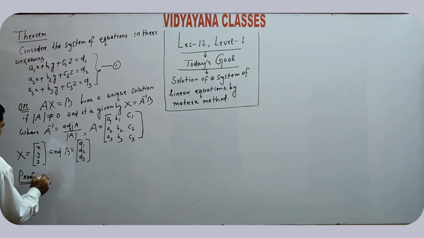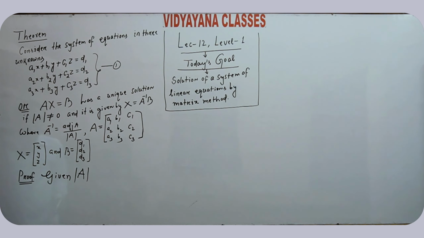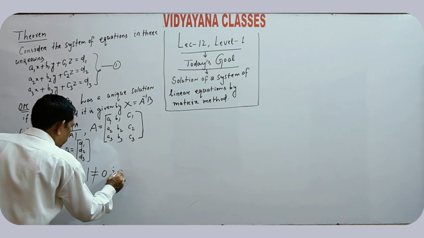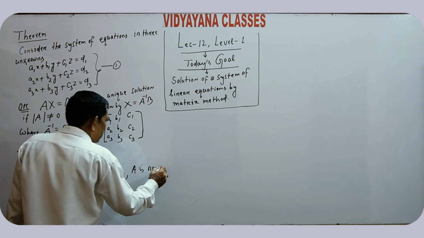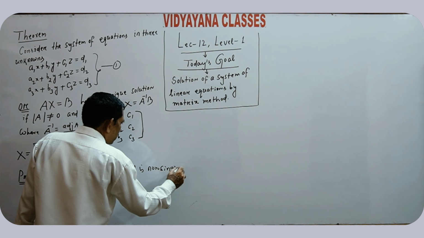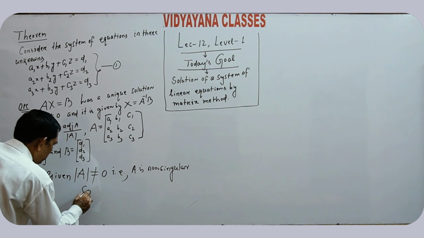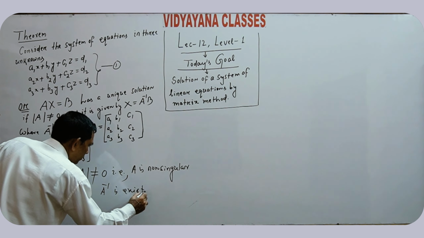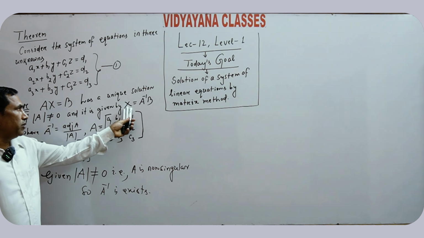Given determinant of A not equal to 0, that is A is non-singular. So A inverse exists. Since A is non-singular, A inverse exists. We have to prove X is equal to A inverse B.